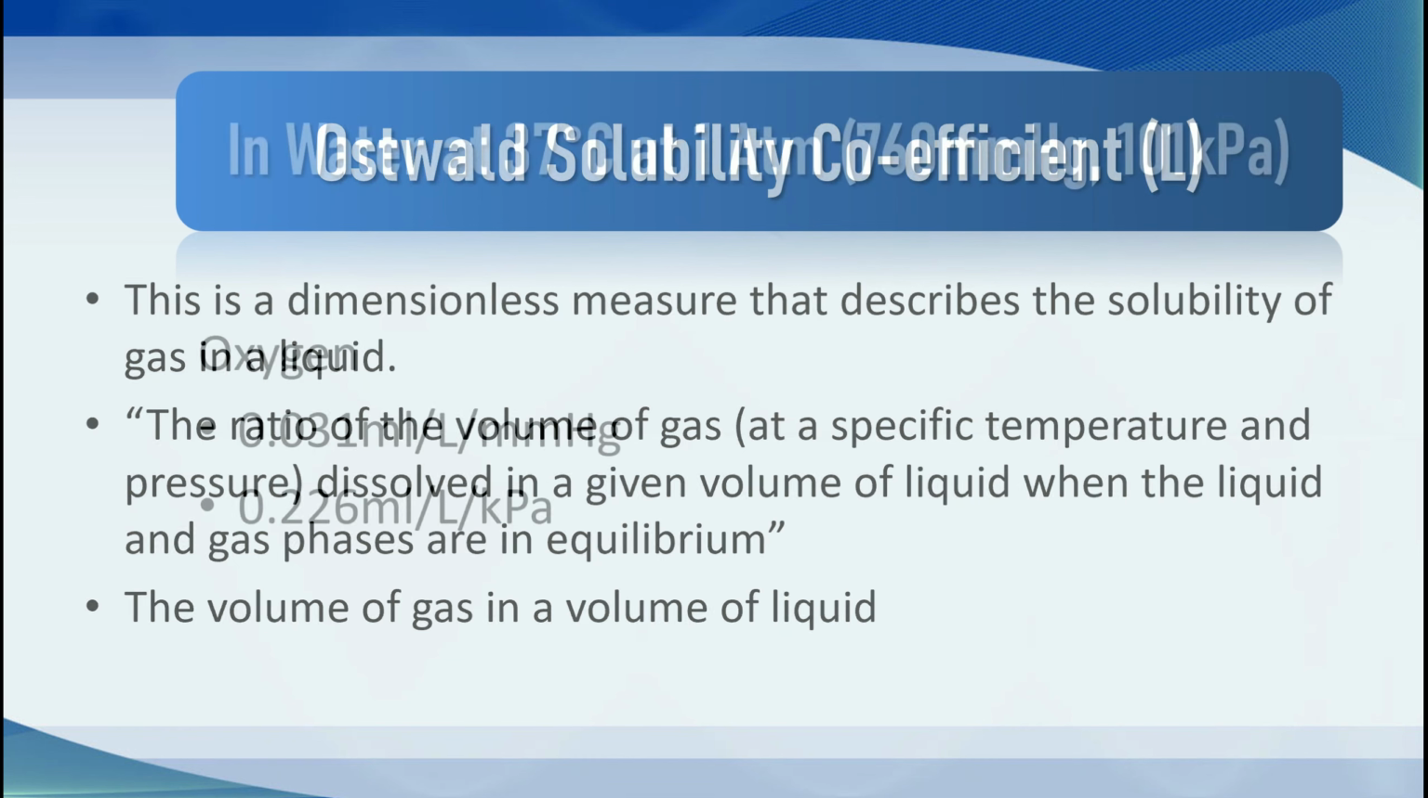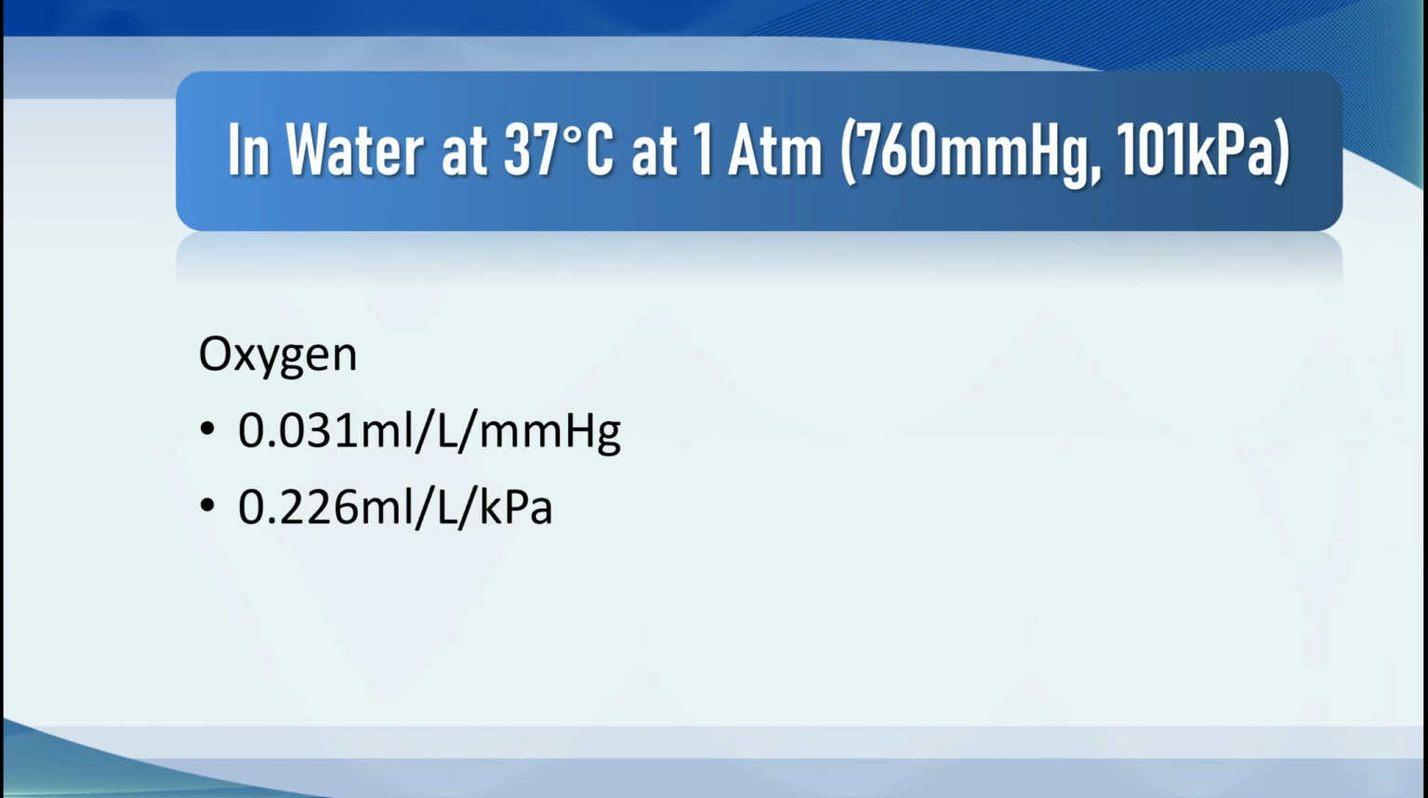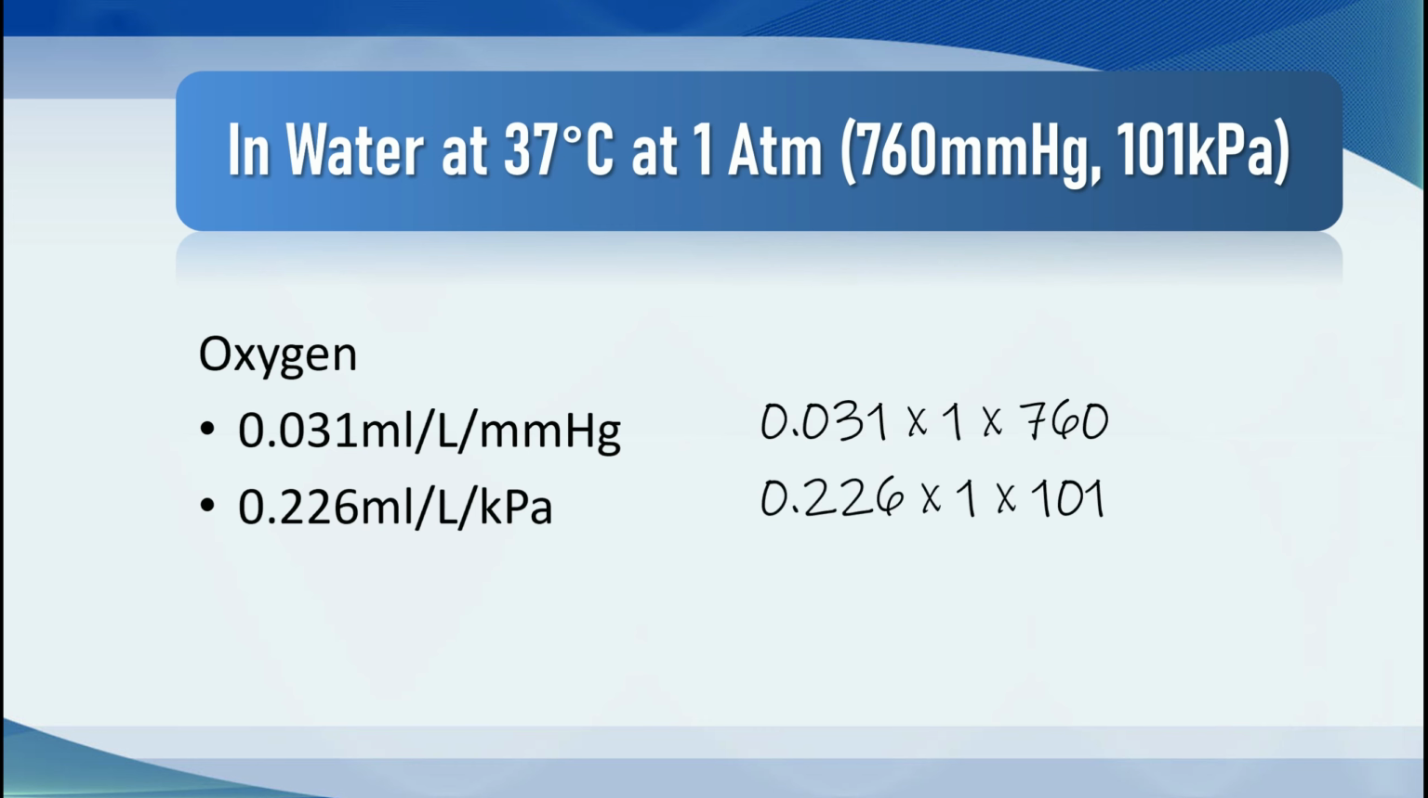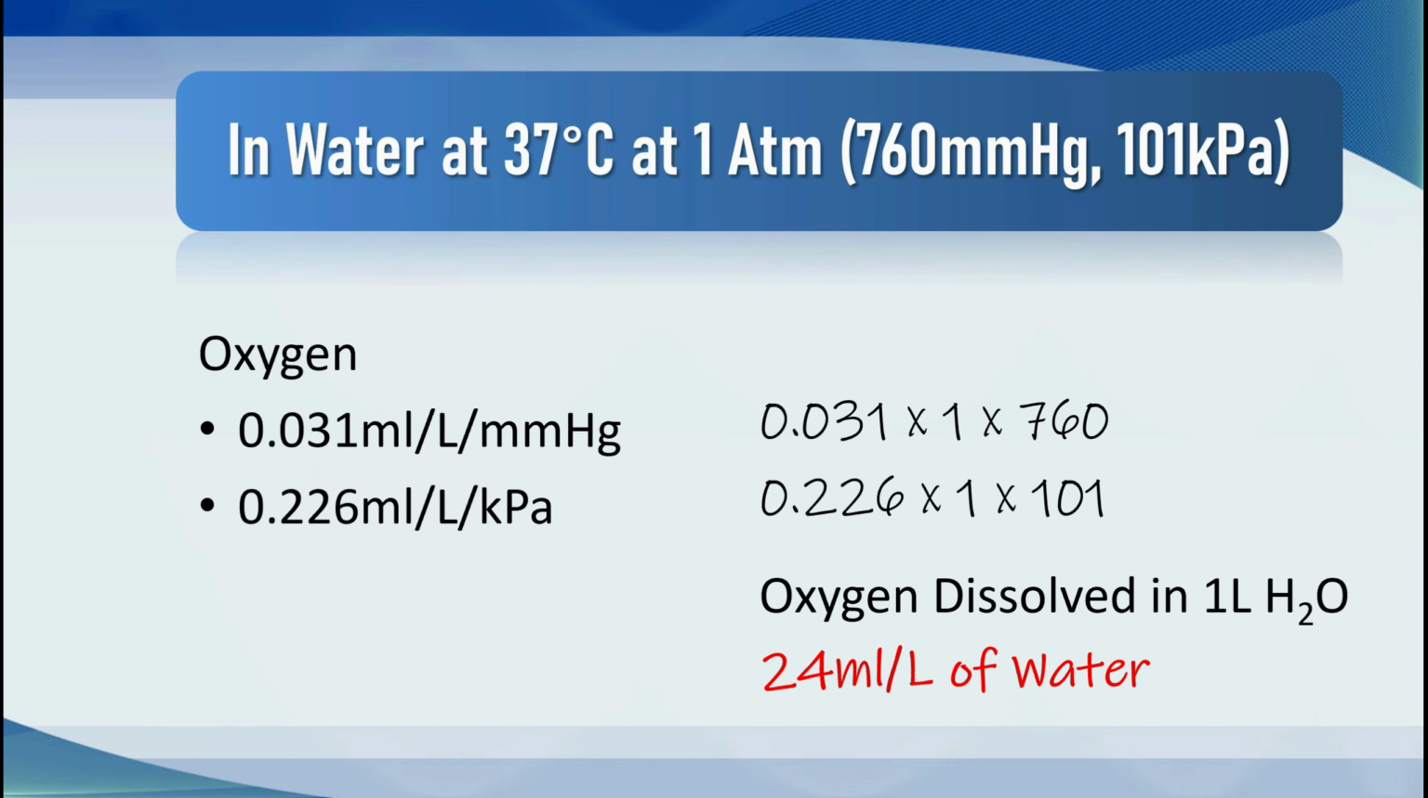For example, in water at 37 degrees Celsius at 1 atmosphere, and that's 760 millimeters of mercury or 101 kilopascals, the Ostwald solubility coefficient for oxygen is 0.31 mL per liter per millimeter of mercury and 0.226 mL per liter per kilopascal. If you multiply this by the atmospheric pressure, 760 or 101, depending on whether you use millimeters of mercury or kilopascals, then you will find that there is, at this temperature, 24 mL of oxygen dissolved per litre of water.